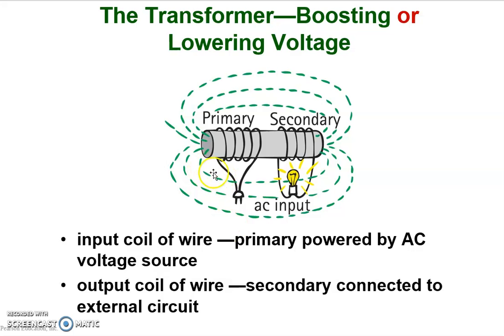Therefore, the voltage will flow into the first coil. And you know that once it flows into the primary coil, it will produce an induced magnetic field. This induced magnetic field will produce an induced voltage in the secondary coil, and this is your output. So by using Faraday's law, we can transmit, boost or lower the voltage through different numbers of coils.